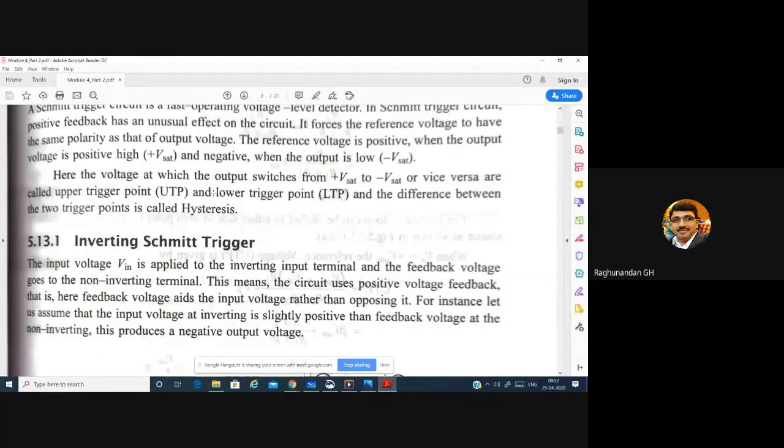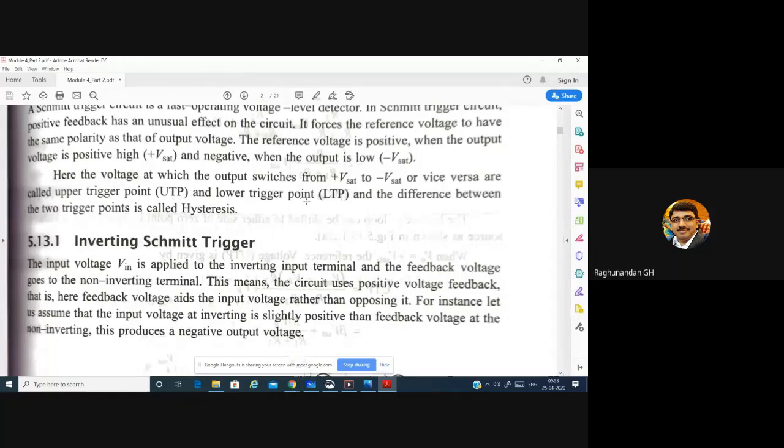Here the voltages at which the output switches from plus V saturation to minus V saturation or vice versa are called the upper trigger point and lower trigger point. So upper trigger point or upper threshold point, and lower trigger point or lower threshold point. UTP is the threshold in the positive phase: whenever this level is crossed by the input, the output has to change.